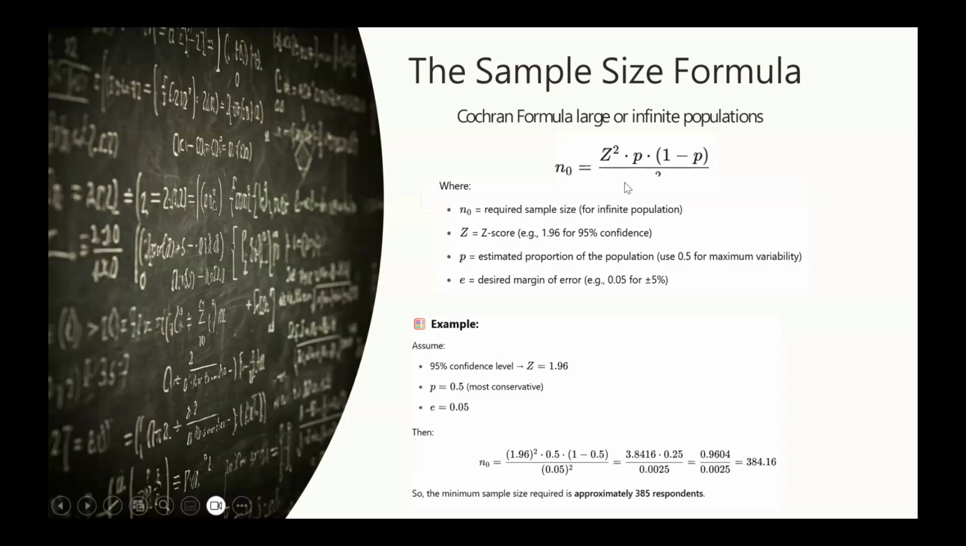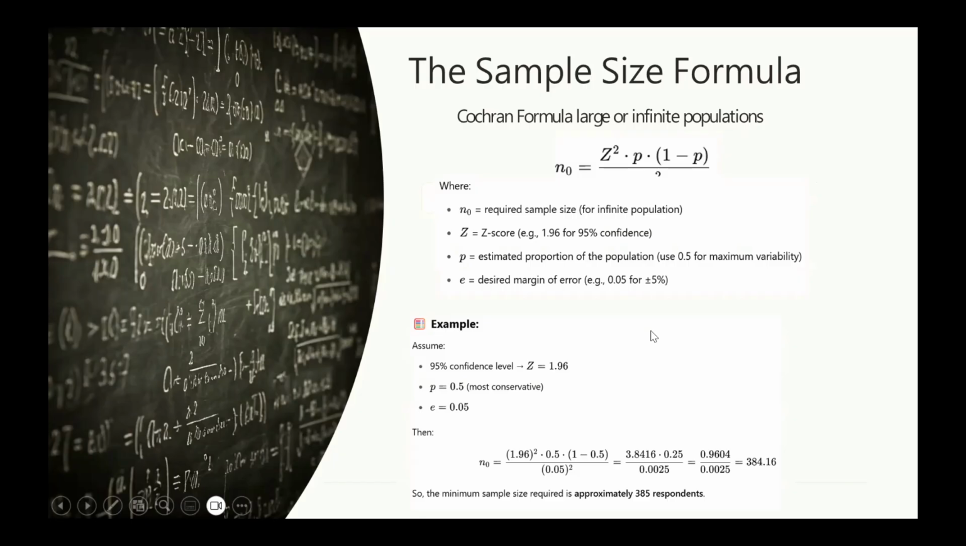So when you now substitute those values into that equation, at the end of the day, it's going to boil down to 384.16. So you can then approximate that to 385 respondents for an unknown population. In a situation whereby you don't know the number of the population, the respondents that you must cover is 385.